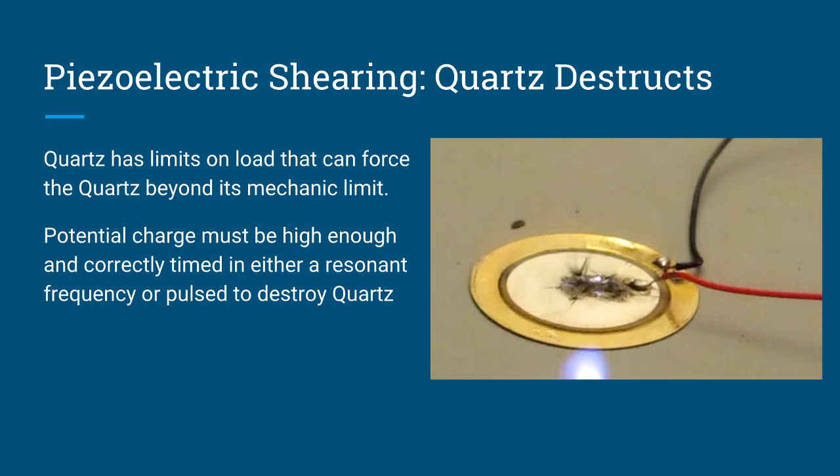In the case of this picture, we have a piezoelectric buzzer that is being pushed. It has a load of about 1,000 volts, and this demonstration was being put through a series of different frequencies. And at the correct resonant frequency, the piezoelectric buzzer destroyed itself.